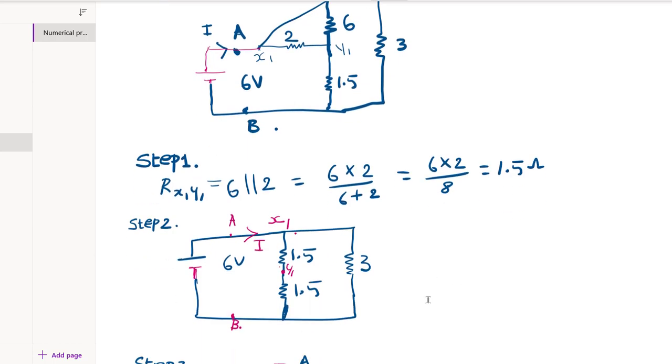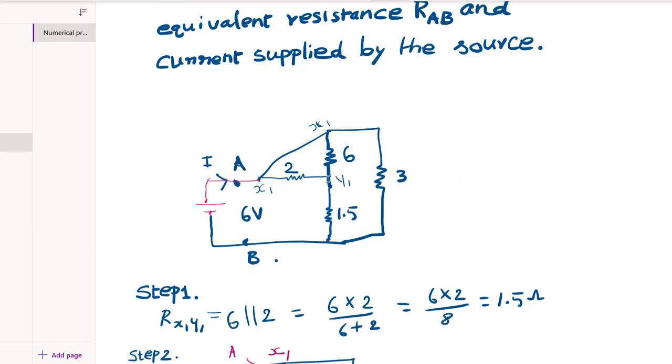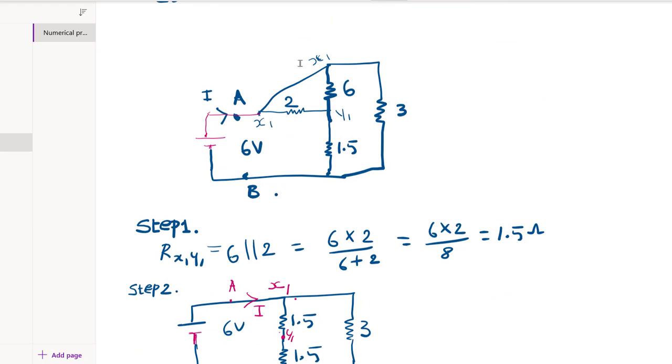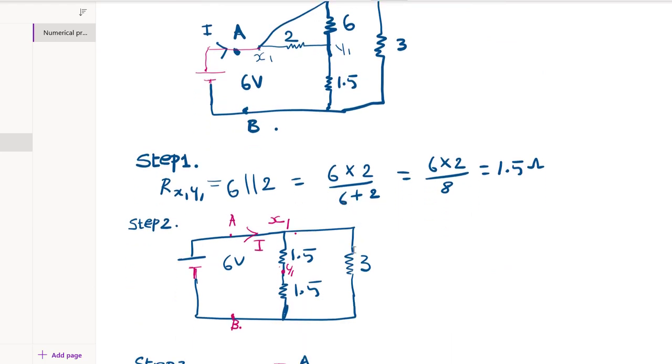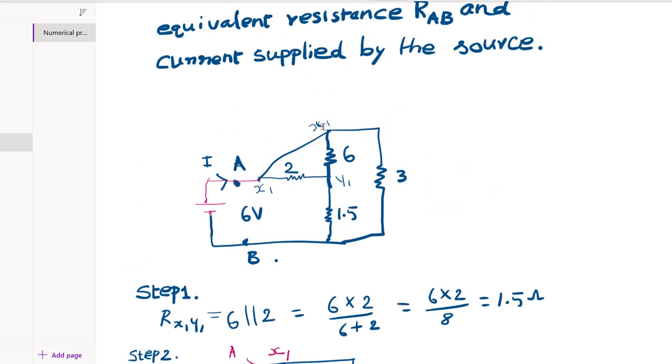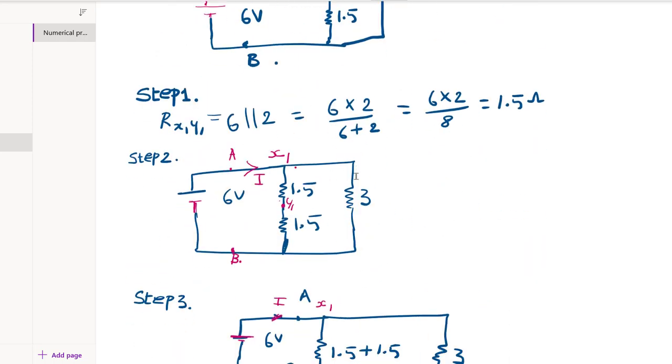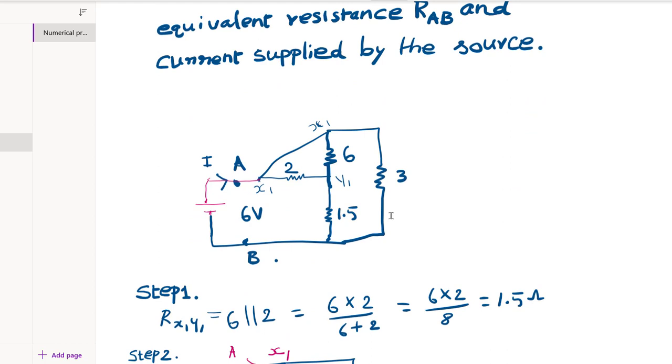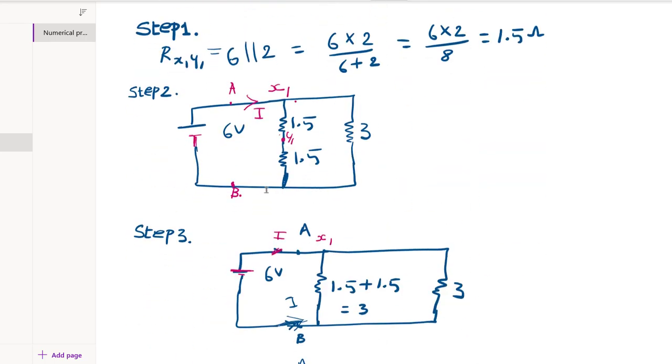Then redraw the circuit in the second step, like this. We are replacing this X1 Y1 with 1.5 ohms. And this X1 terminal is still connected to the 3 ohms, so it is shown like this. And the rest of the circuit will be as it is. This 3 ohms is connected to the 1.5 and that 1.5 is connected to the B terminal. So that is what we can see here.